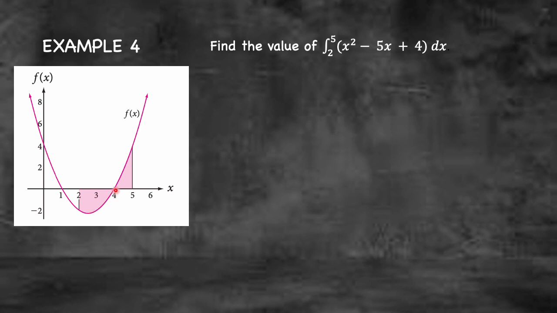The area that's bounded by the x-axis and the function from 4 to 5 is above the x-axis, so that's going to be considered positive area.